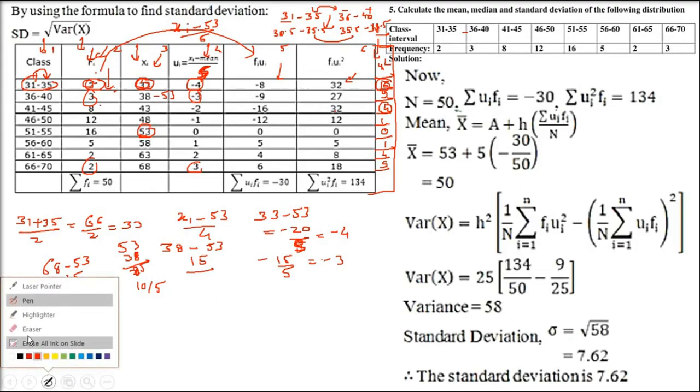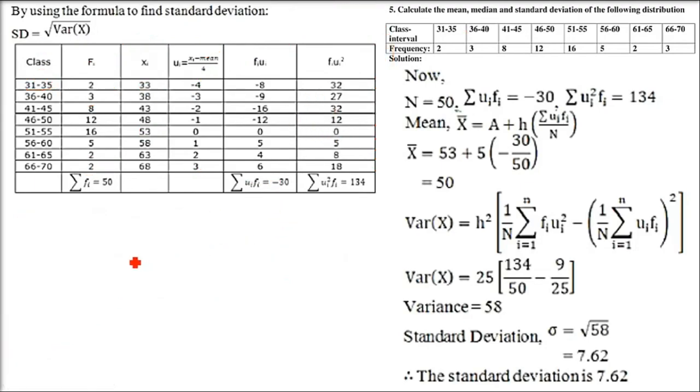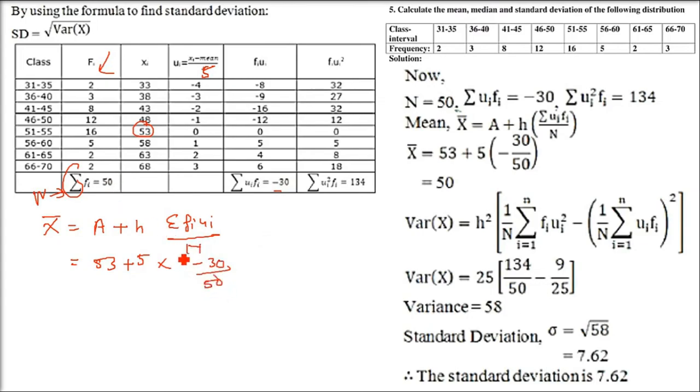Let me just clean it all. What is the mean? Assumed mean plus h into sigma fi ui by n. Sigma f is n, so capital N is 50. Sigma fi ui is minus 30. Sigma fi ui whole square is 134. What is the assumed mean? We discussed a lot. 53 it is. Plus you divide by h, which is 5. Take h as 5. Sigma fi ui is minus 30. And what is capital N? That is going to be 50.